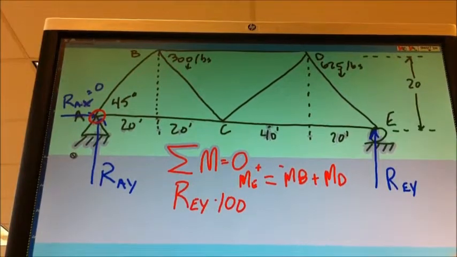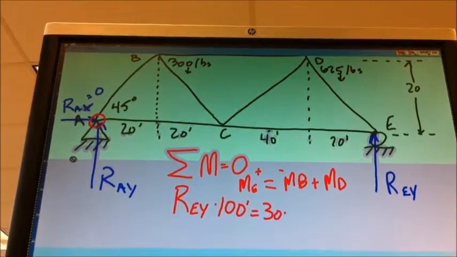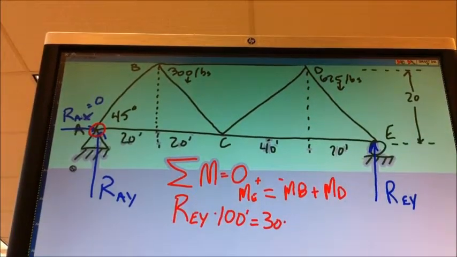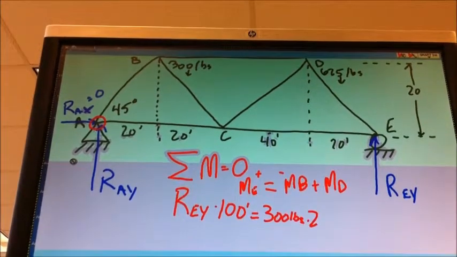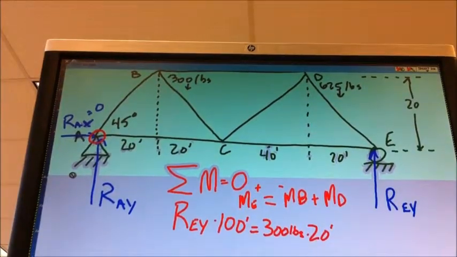I found a method that's way easier. Moment T only works for a few of the problems. 300 pounds. Does it work on this one? I don't know. And our distance from B to the pivot point, 20 feet. I don't think it does. I'm going to look back on this. I don't think it does, because you've got... This one?